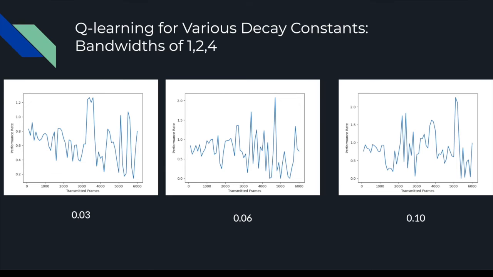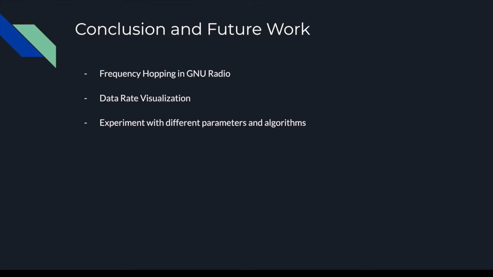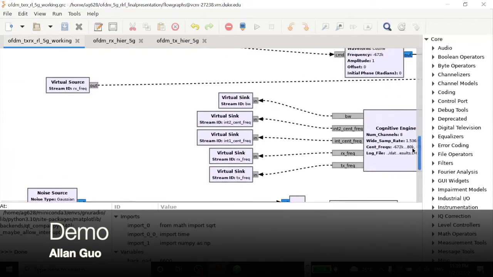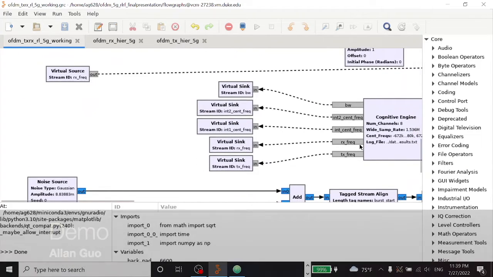not clearly observed. Potential future work includes experimenting with more parameters, developing more data visualization, and implementing OTFS, a more sophisticated modulation scheme. This is what our flow graph looks like in GNU Radio. The cognitive engine is controlled by a Python script.